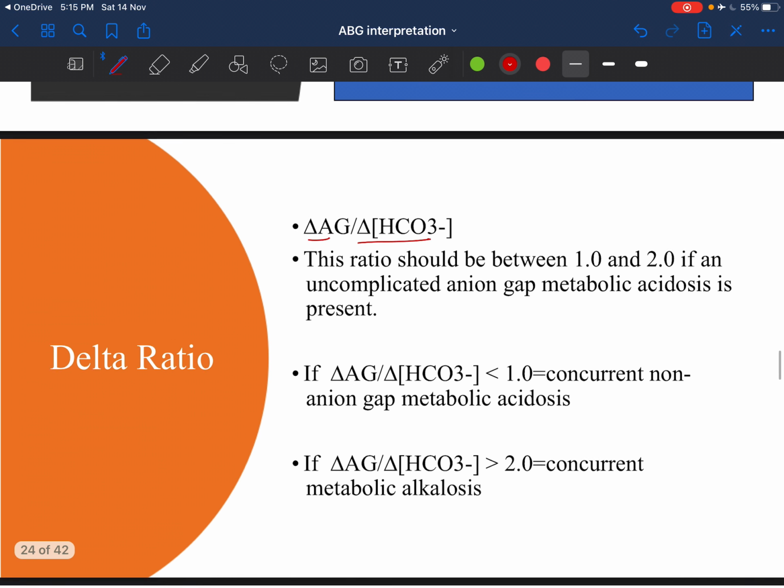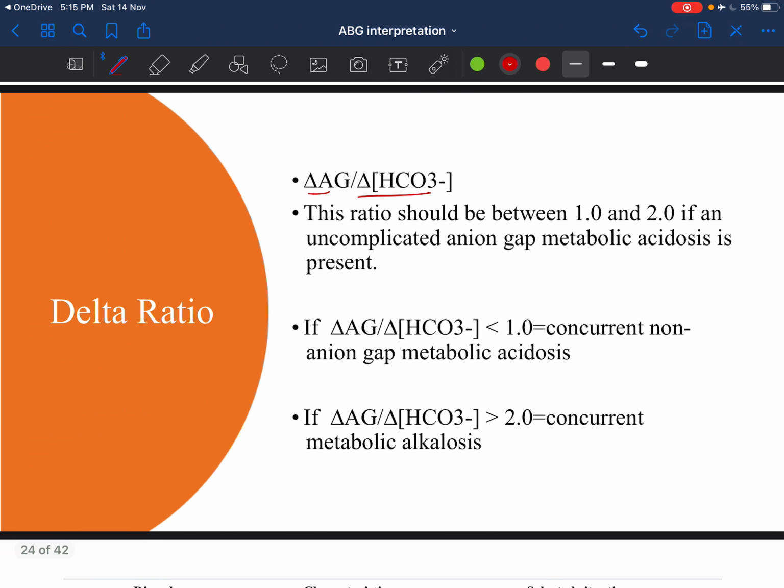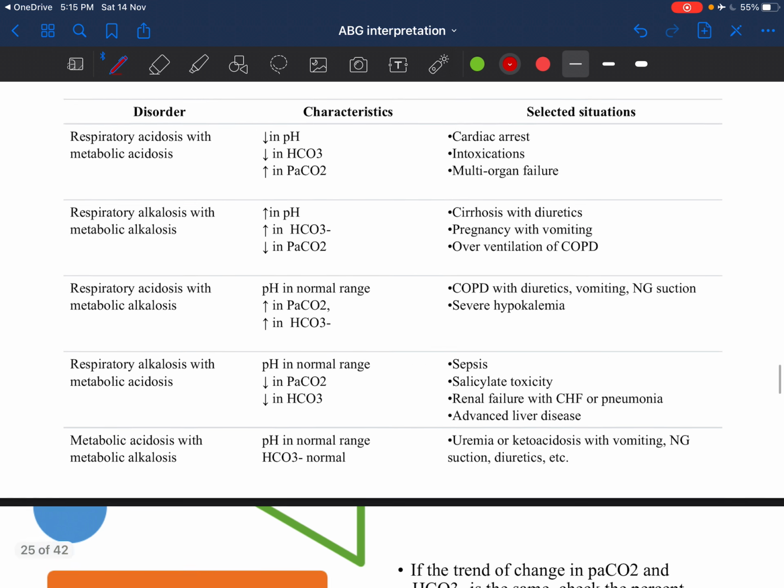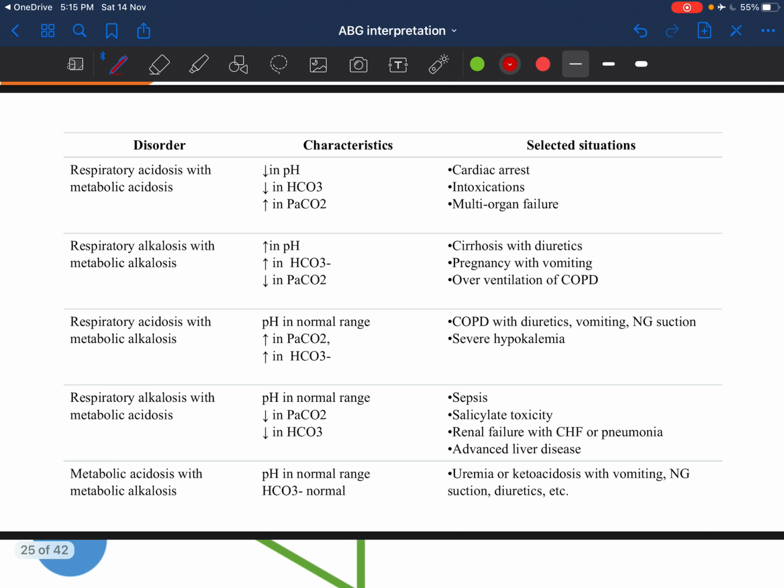Okay. So, this ratio should be between 1 and 2 if just a high anion gap metabolic acidosis is present. If it is less than 1, then normal anion gap or non-anion gap metabolic acidosis is present along with high anion gap. If it is more than 2, then concurrent metabolic alkalosis is present. So, these are some of the examples of where you will have mixed disorders.